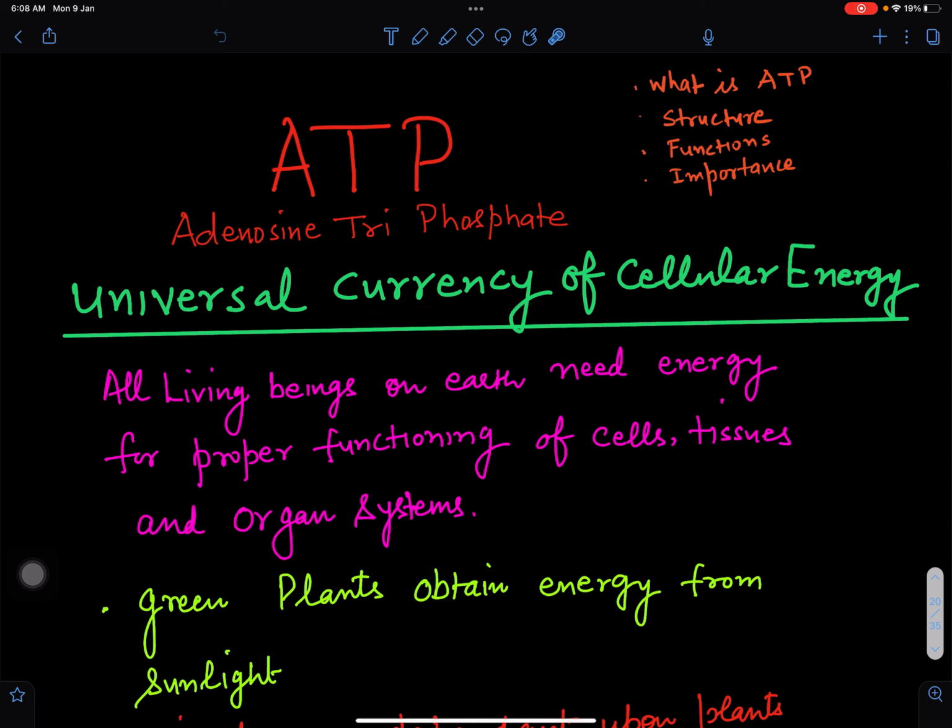currency. So all living beings on earth, whether they are plants, animals, human beings, need energy for various activities because their cells, tissues, organs, organisms are dependent on this energy. And this energy is available by two processes. One is photosynthesis and the second is respiration.